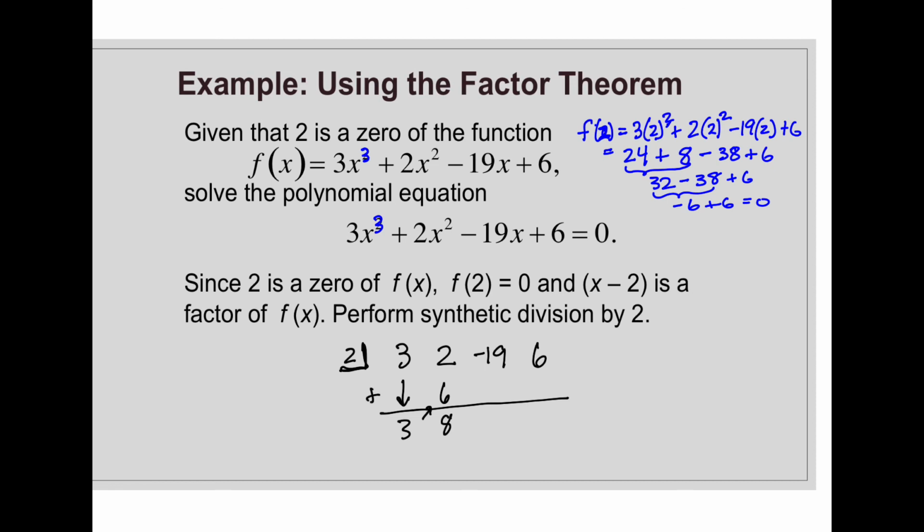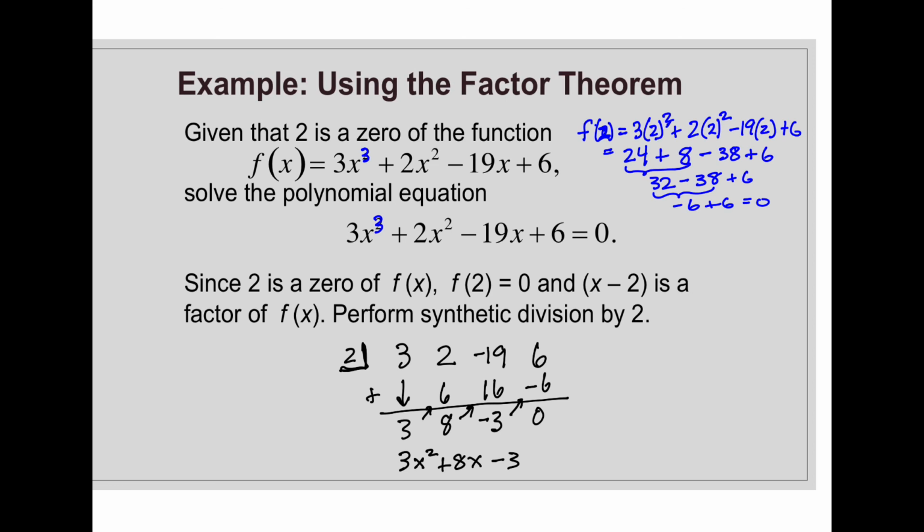8 times 2 is 16. And negative 19 plus 16 is negative 3. And negative 3 times 2 is negative 6. So again, we're just doing this whole thing, and that gives me 0. So what I have left is going to be 1 degree less, so this is 3x squared plus 8x minus 3.